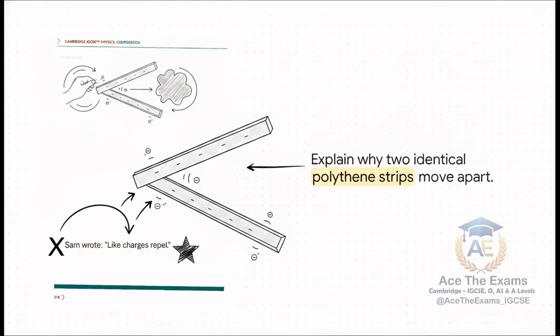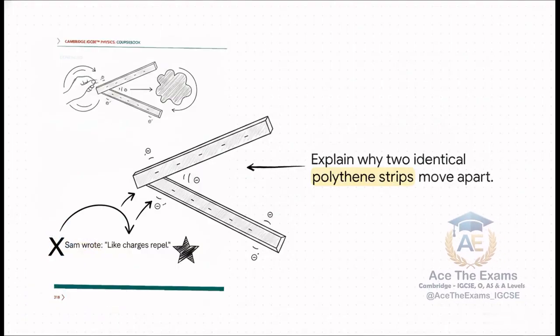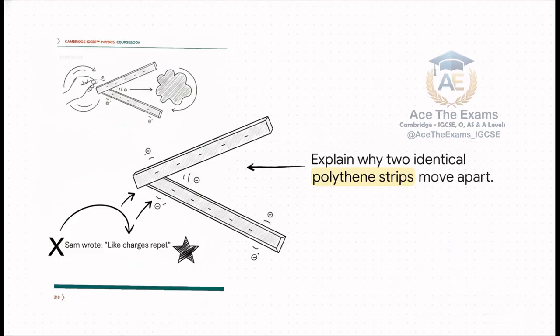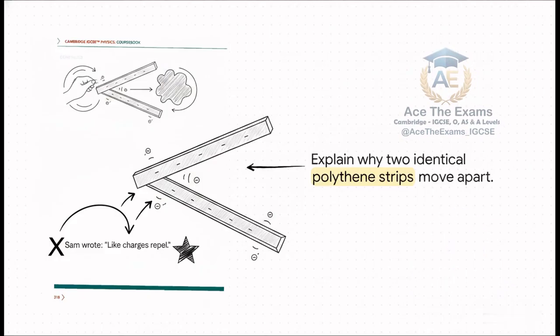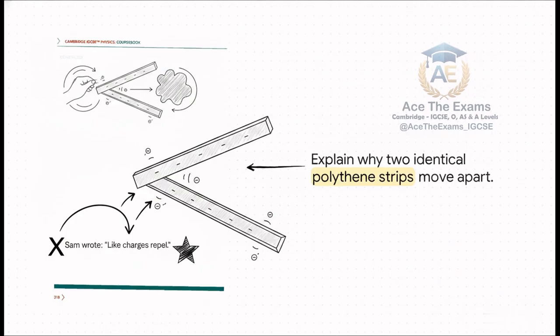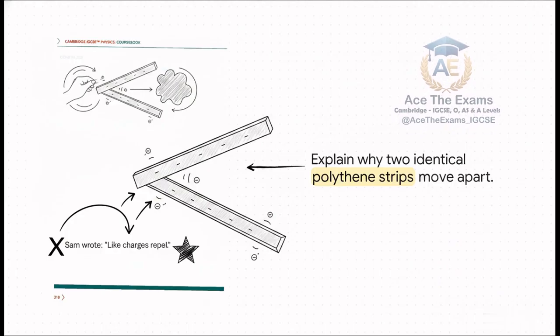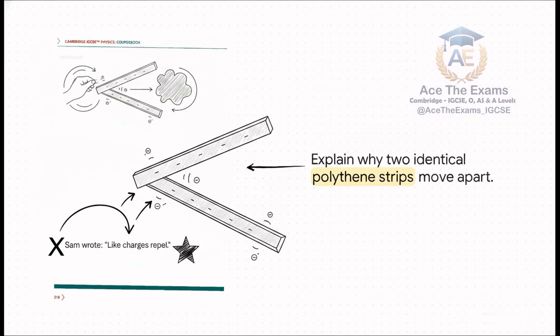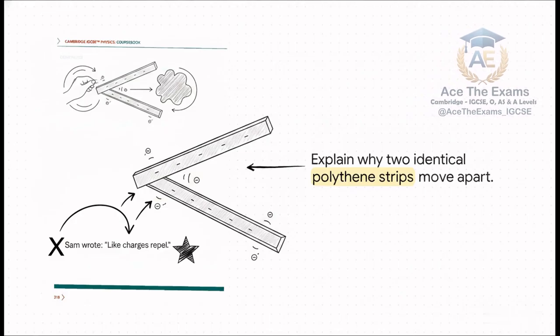A student investigates charging polythene by friction. She takes 2 identical strips, rubs each with a cloth, holds them together, and they move apart. The exam asks, explain why the strips move apart. Worth 2 marks. If Alex wrote, the friction makes electricity and the strips hate each other so they repel, 0 marks. That is a deeply flawed paragraph. It completely lacks proper scientific terminology and explains 0 mechanism.